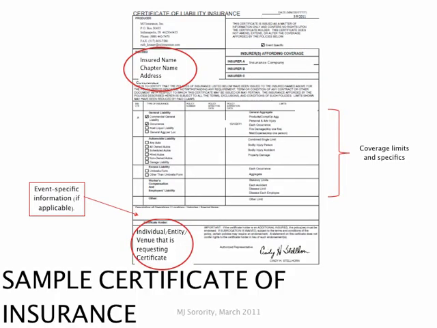Here's a sample certificate of insurance. Basically, in the upper left-hand corner is our name at MJ Insurance. We are the producer or agent on the account, so we're listed there with our contact information. Right below that is the insured name, chapter name, and address, so this would be specific to each location. In the middle section are the coverage limits and specifics. Typically, we would just show the general liability limits.